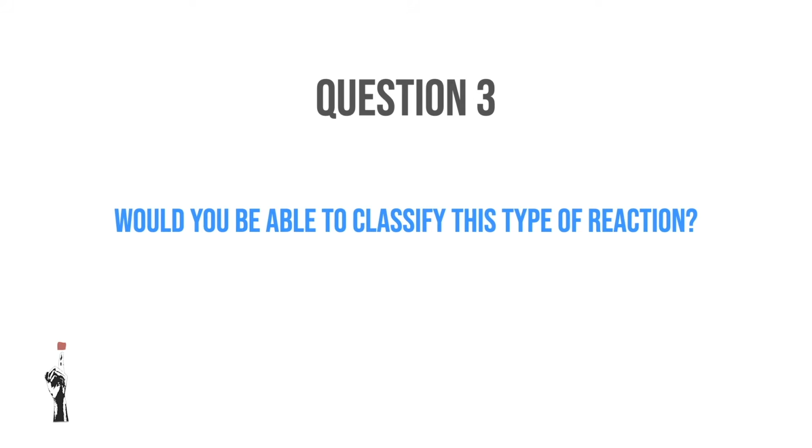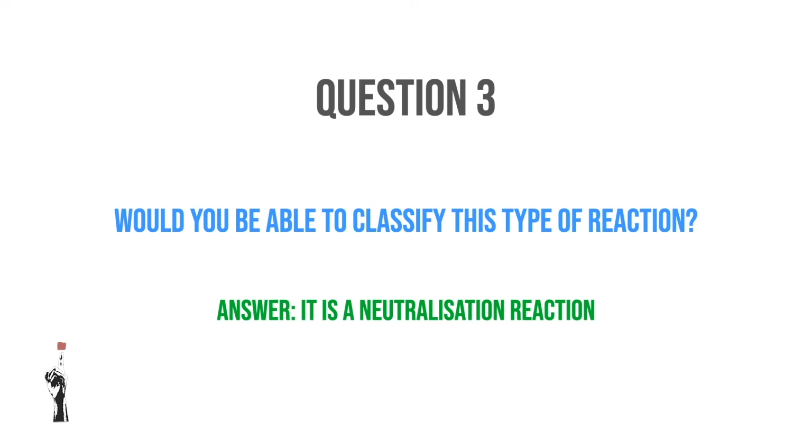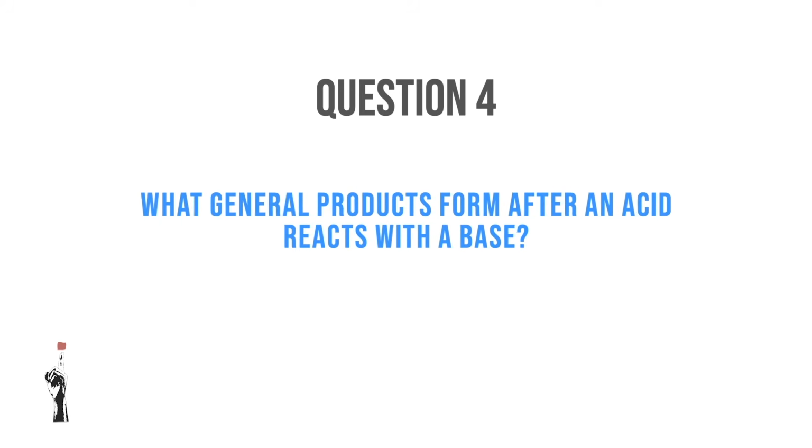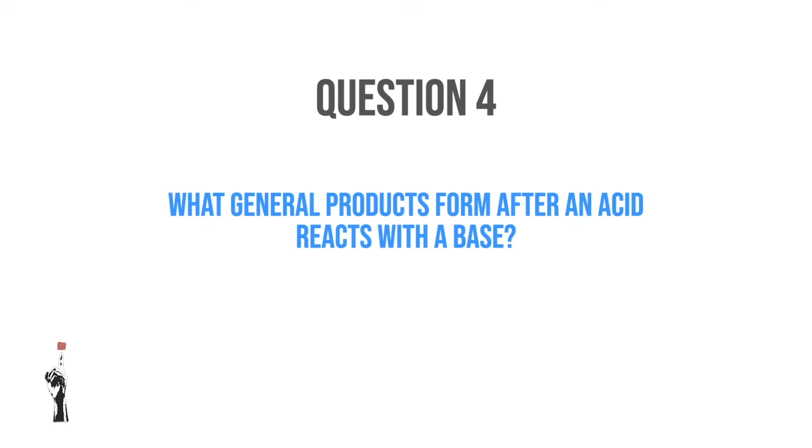When acids and bases react together, we call these type of reactions a neutralization reaction. What general products form after an acid and a base react? Or what general products form from a neutralization reaction? The products that formed are called a salt and water.